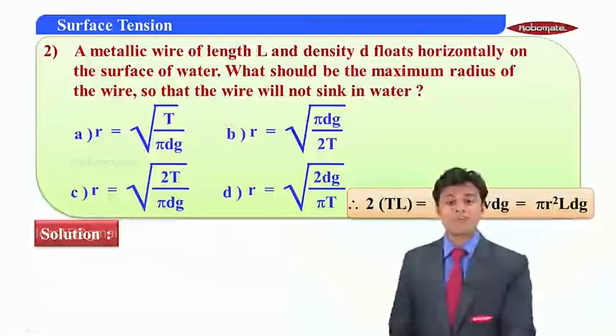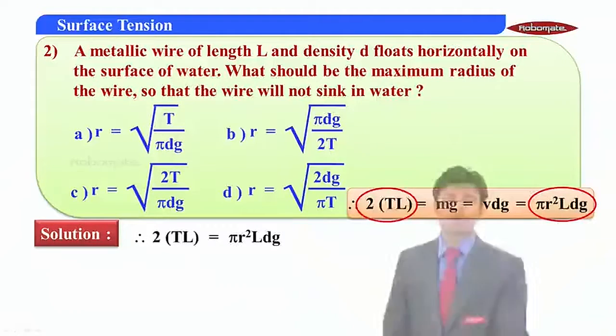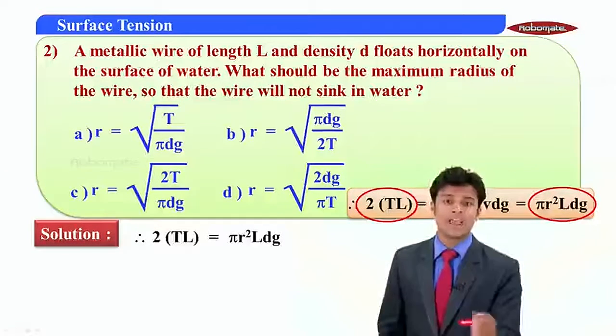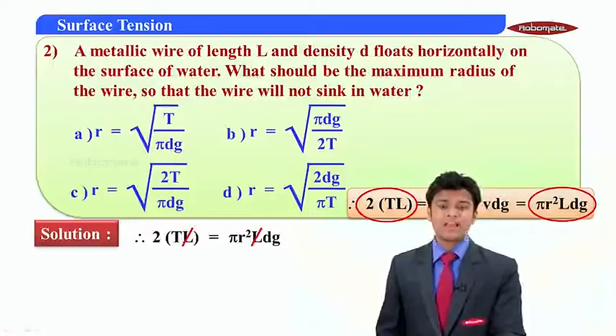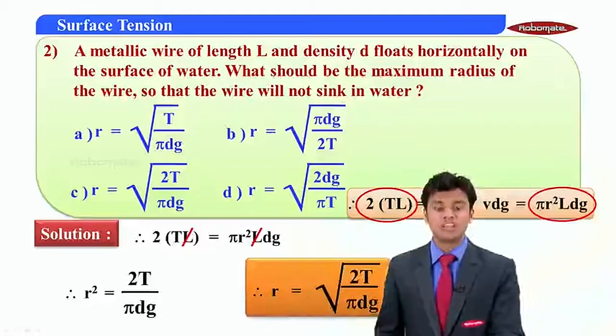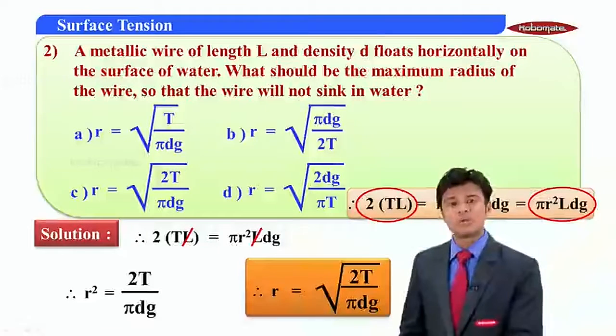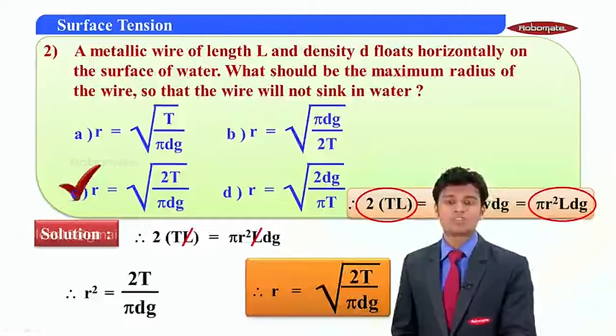Now class, I have total 4 values, and if I compare the first and the last value, I have 2 into T into L is equal to pi r square L D into G. Here L and L get cancelled, so I have r square is equal to 2 times T upon pi times D into G. That is nothing but R is equal to under root of 2T upon pi dg. So this is nothing but option C.